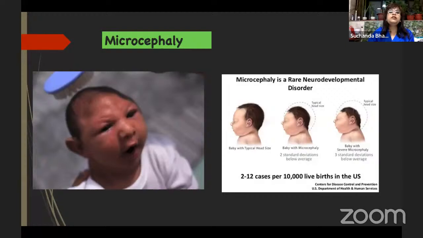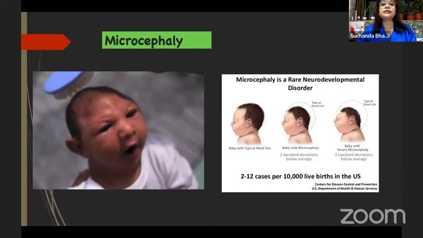So if you look, these are the pictures of microcephaly. Some I took from my collection, some I searched and took. In a baby with microcephaly, you clearly have 2 standard deviations below the average, and in very severe microcephaly, it is 3 standard deviations. But they are very rare cases, and this is the statistics.